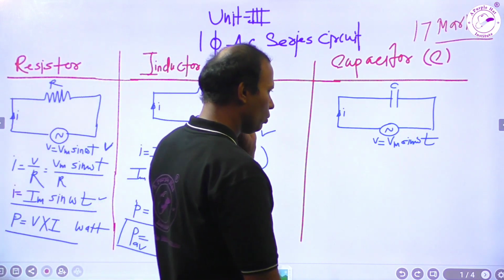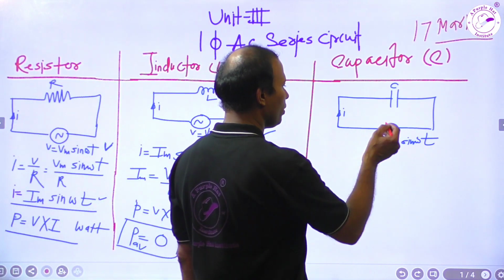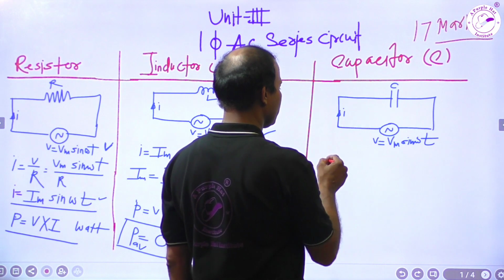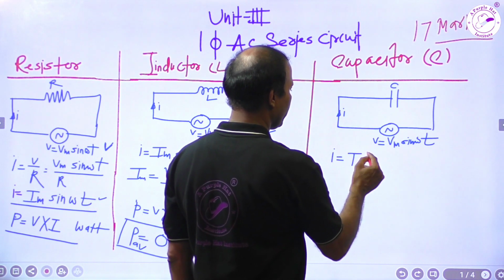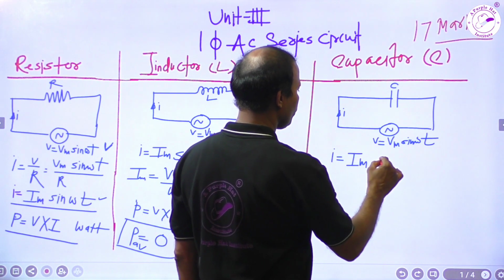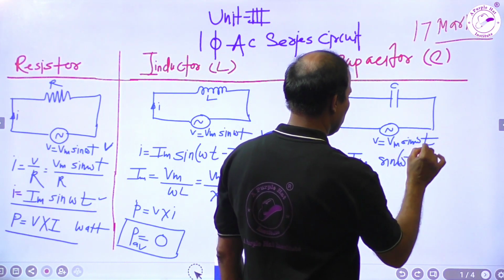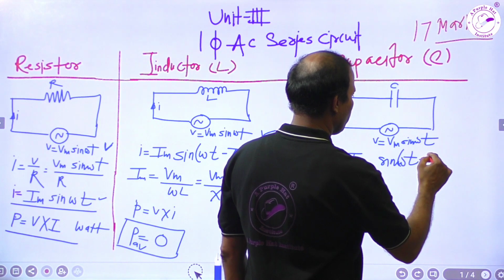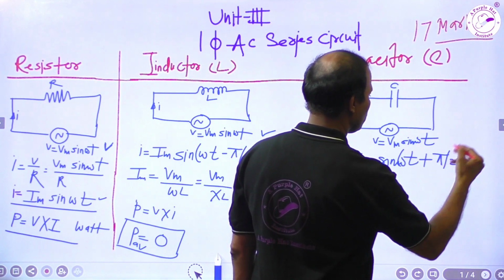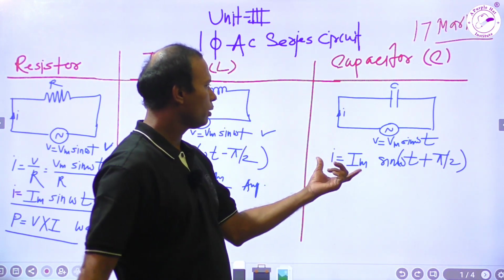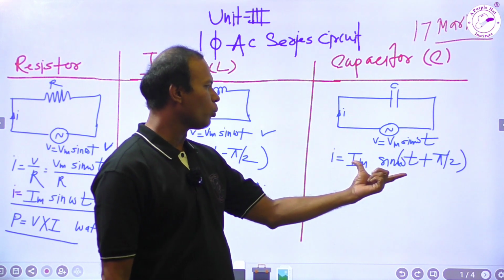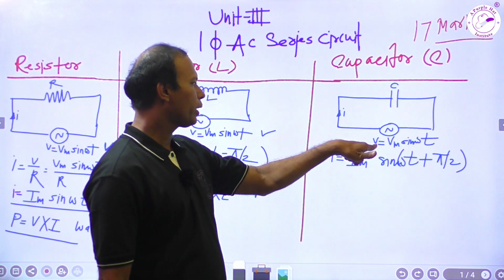Similarly, I will look at the capacitor and find the equation for current through a capacitor. I is equal to, once again, Im sin(omega t plus pi by 2). This is important. The instantaneous current I is equal to Im sin(omega t plus pi by 2). This is when voltage is known.